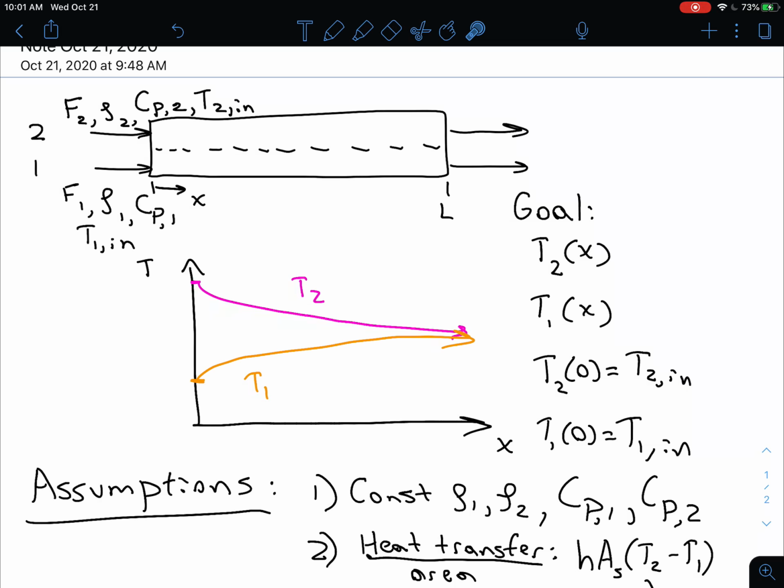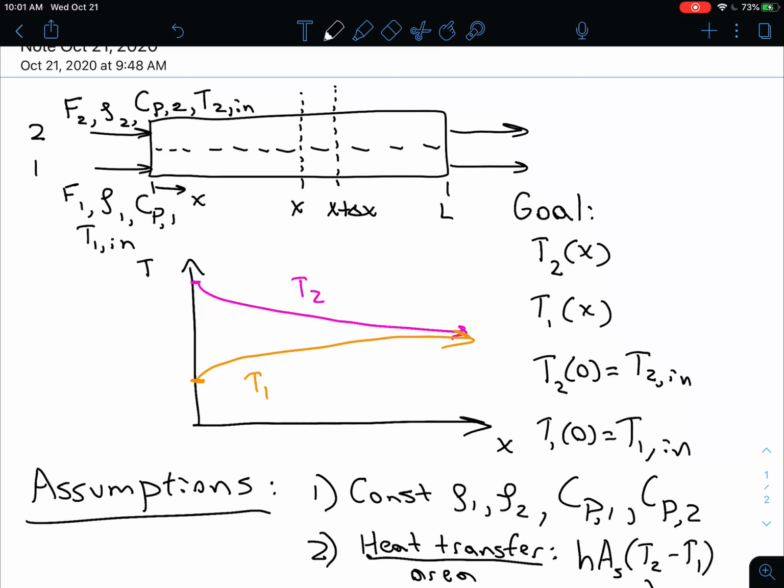Now, the way you treat a differential equation in which temperature varies continuously is to actually do a differential balance. So what I'm going to do is choose some arbitrary position x and x plus delta x.